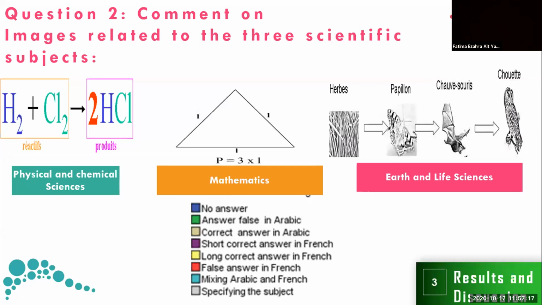During the analysis of the questionnaires, we were able to categorize the comments given by learners into 8 classes, with non-response included. So the categories are: the answer is false in Arabic, the answer is correct in Arabic, the answer is given in short sentences and is correct in French, a long correct answer in French, a false answer in French, a mixing between Arabic and French, or the learner is just specifying the subject.